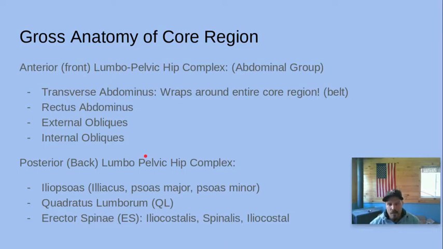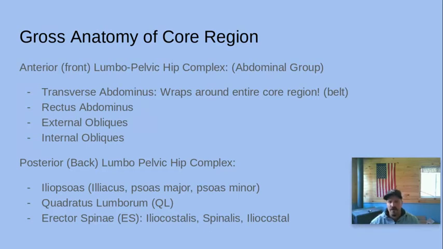So the core region is broken into five kind of complexes. The first one I just showed you is the abdominal group. The transverse abdominis is that core region weightlifting belt, if you will. It's important to train that properly and have it activate when it needs to stabilize the spine, create a foundation for forces to be produced, and strength and everything comes from that muscle, which is the transverse abdominis.